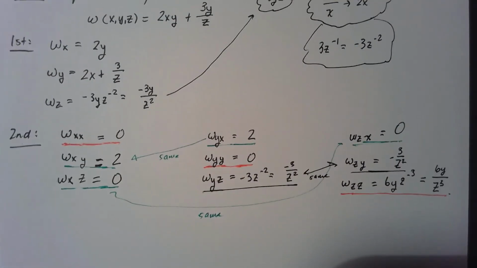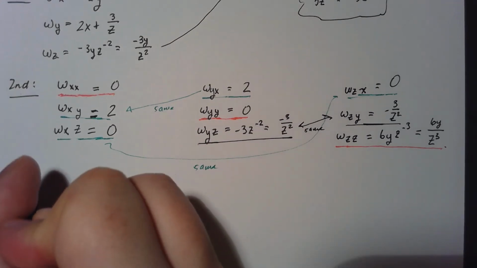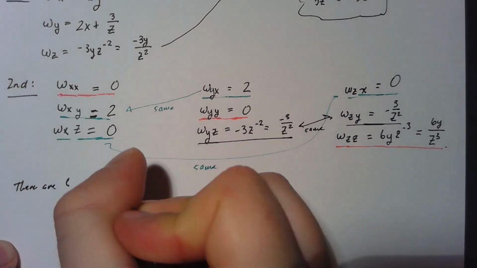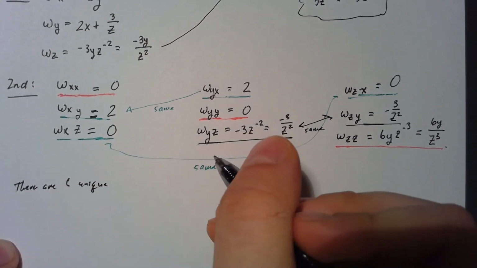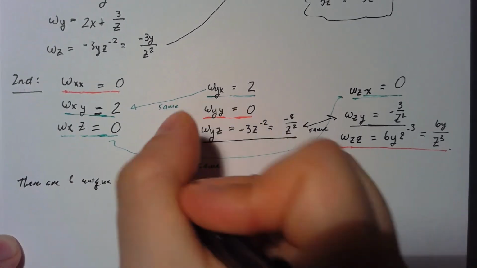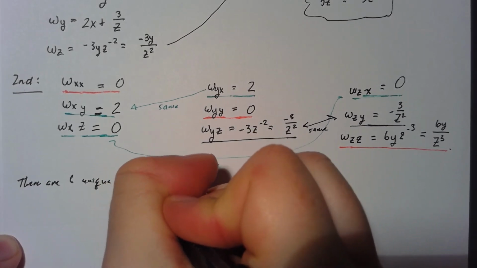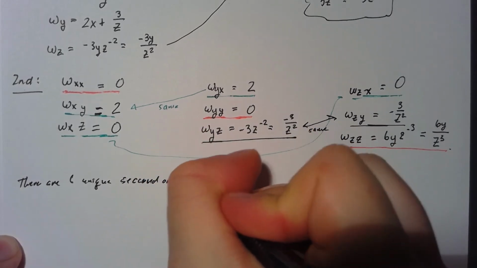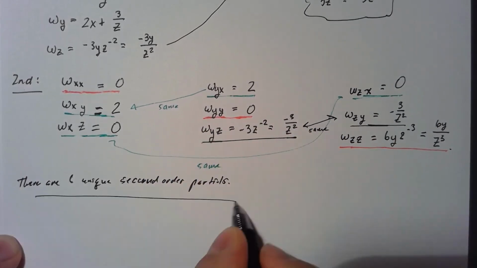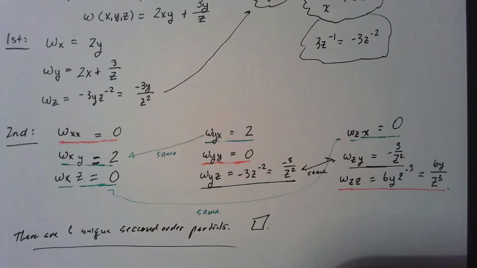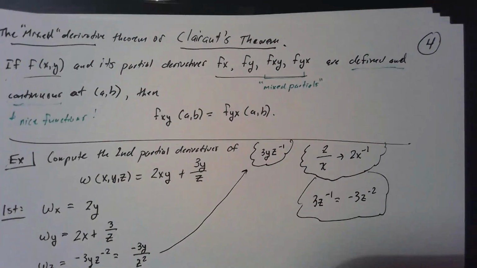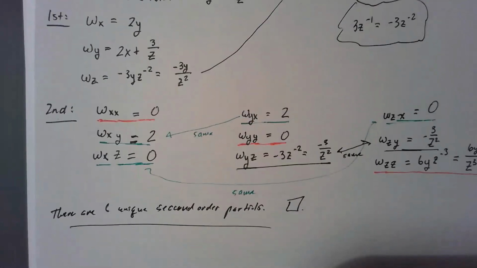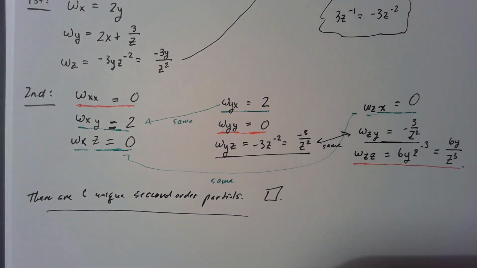But that's how you would do it. So there are 6 unique second order partials. Again, you could go through it, but provided that the functions are nice, you can see that Clairaut's theorem is very useful because it could save a lot of tedium when you're doing these things. But that's really the basic idea when it comes to these things.